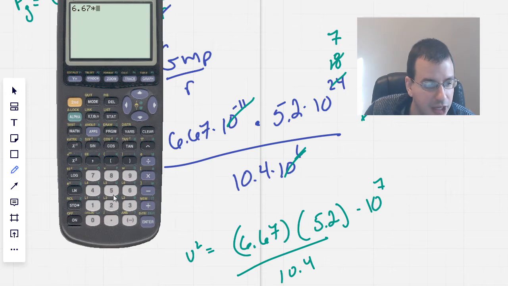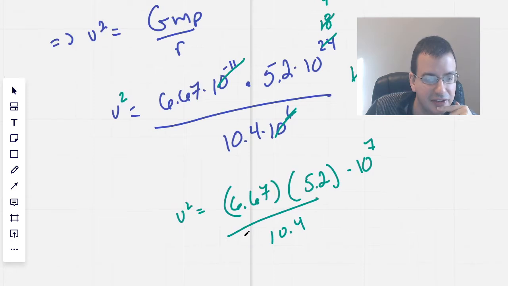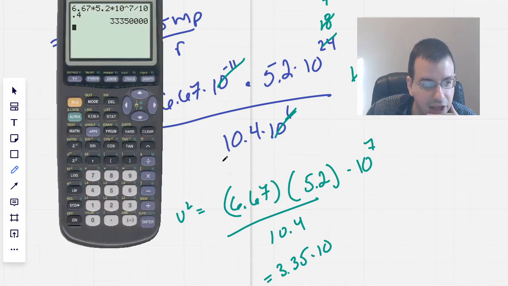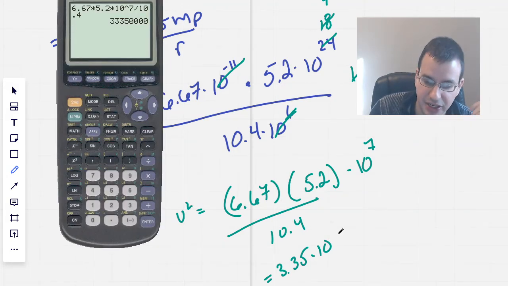6.67 times 5.2 times 10 to the 7th divided by 10.4. And we get 335 something. So this equals 3.35 times 10 to the, count this up, 1, 2, 3, 4, 5, 6, 7 times 10 to the 7th.